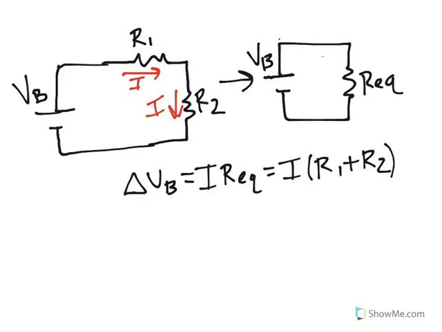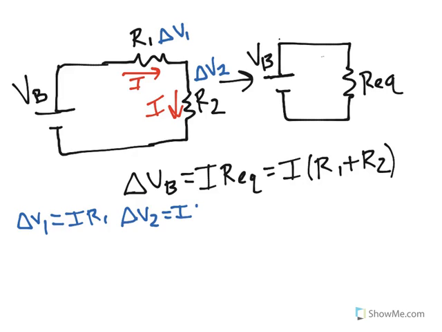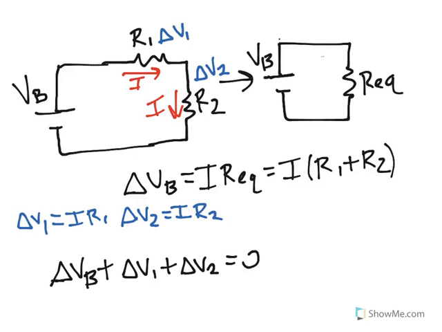But we know that voltage is not constant, it's additive. So I have two different potential drops here, delta V1 and delta V2. Now using Ohm's law, I can write equations for those. Delta V1 is just I times R1, and delta V2 is just current times R2. And voltage being additive just means this. If I start with my battery voltage and I add the drops across all my resistors, I should end up with 0.